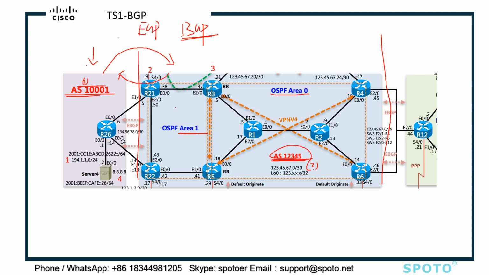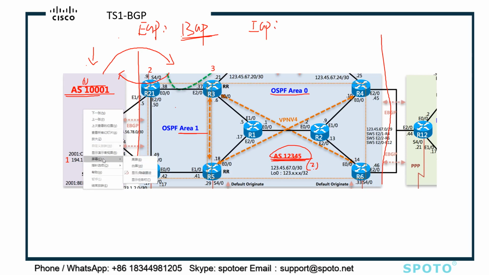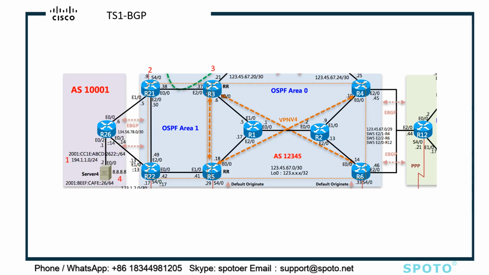And the OSPF protocol is an IGP protocol. We use it within one AS, but EGP we use between different AS. And for the BGP protocol, we have two different relationships.